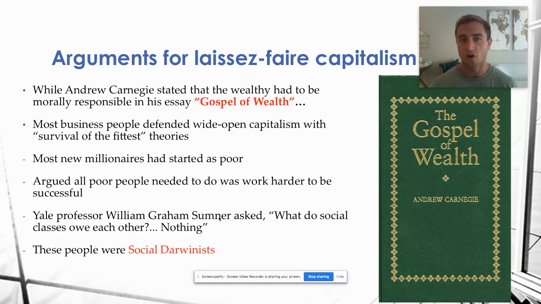Andrew Carnegie is going to say that the wealthy, once they have this wealth, have a moral responsibility to go out and give their wealth back for philanthropy purposes. He himself actually donated 350 million of his $400 million to various charity efforts, etc. He writes about this moral responsibility in his book called The Gospel of Wealth.